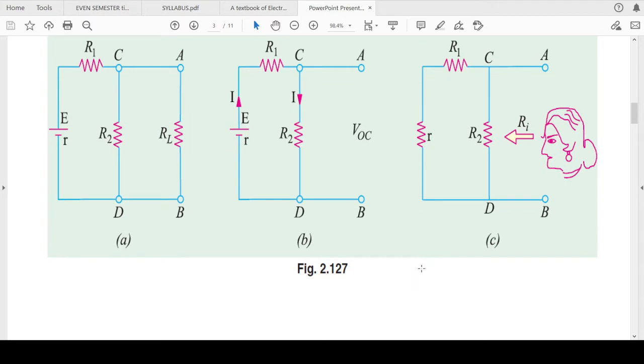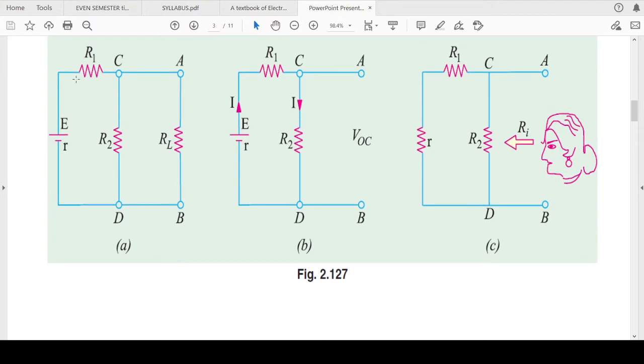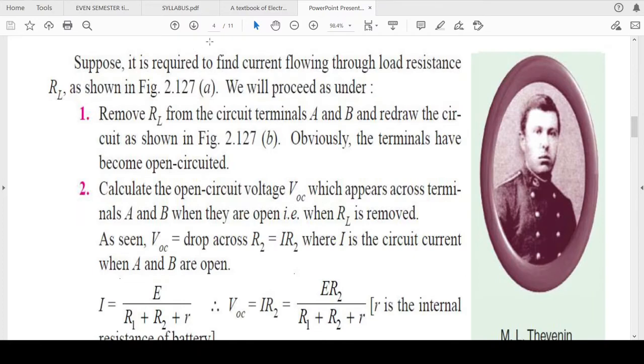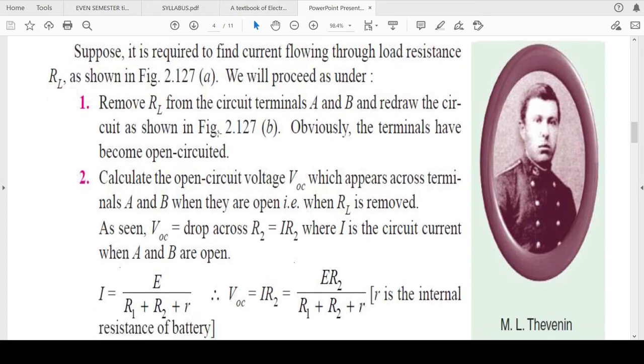For example, now come to this circuit. In the circuit we have a lot of resistors, a battery, and a load resistance here, and now if I replace it by open circuit voltage, we will come to know what will happen in this case. Suppose I start with this circuit, and now you want to find the current flowing through the load resistance. So what we will do is remove this load from the circuit terminals and redraw the circuit in the second figure, that is A B.